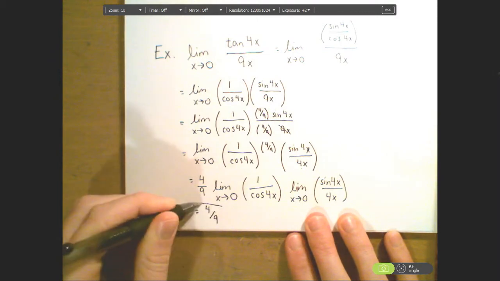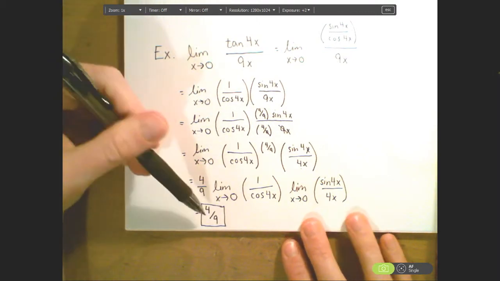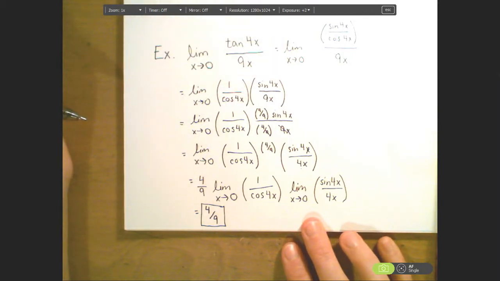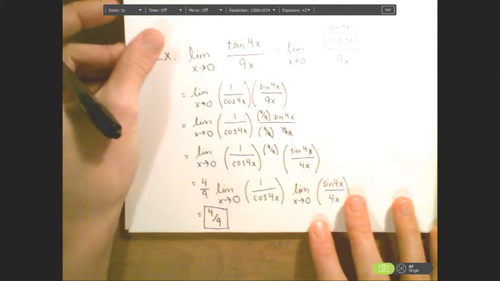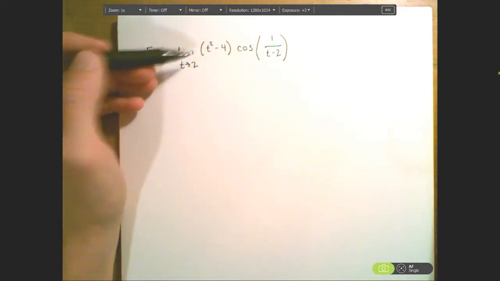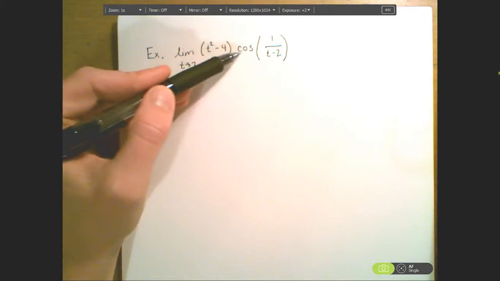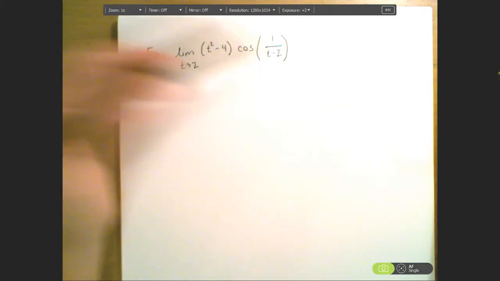That's one of the more complicated examples that you could see applying our change of variable technique that we just saw. And finally, we're going to do one more example. In this final example, let's take a look at the limit as t approaches 2 of t squared minus 4 times the cosine of 1 divided by t minus 2.